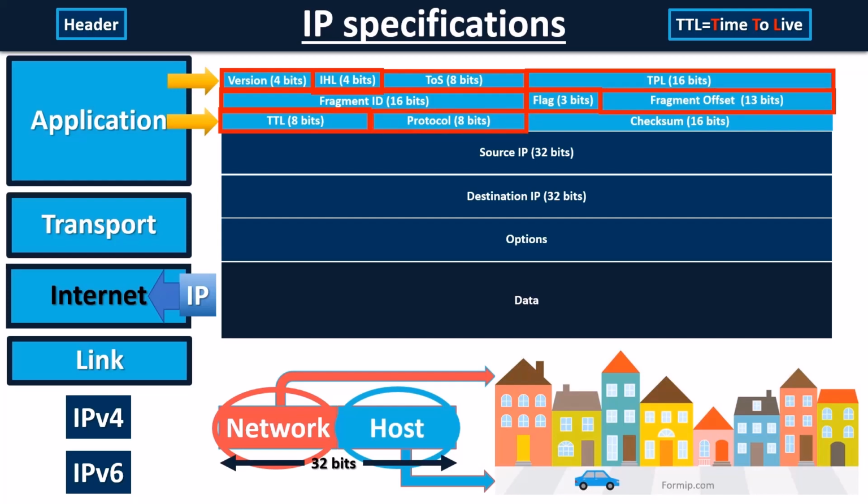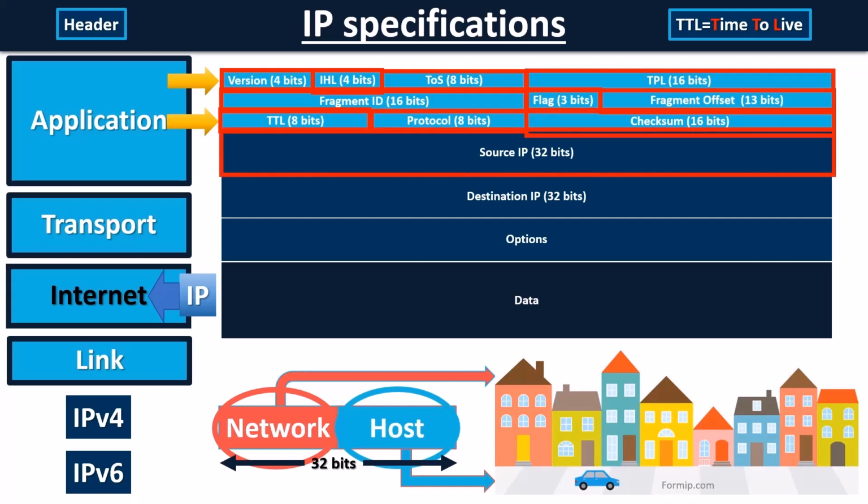The protocol field indicates the protocol that is used for the data in the packet. That is to say, what is in the data field. The checksum field is used to check the integrity of the header. If it considers that the packet has been modified on its route, then it will be destroyed.